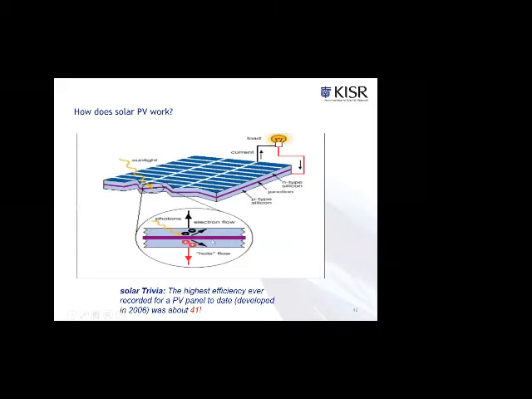This is how it looks, and this is how it works. The sunlight hits, the electrons are excited, and then the electricity is generated and collected, and the cells can be installed in different arrays. You can size the system according to the needed demand or consumed capacity. And just a fact I came across: the highest efficiency ever recorded for a PV panel was recorded in 2006, and it was about 41%, which is miraculous. As we know, usually the efficiencies range between 15 and 18, 20 percent.